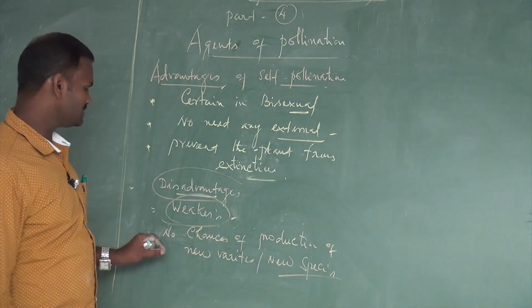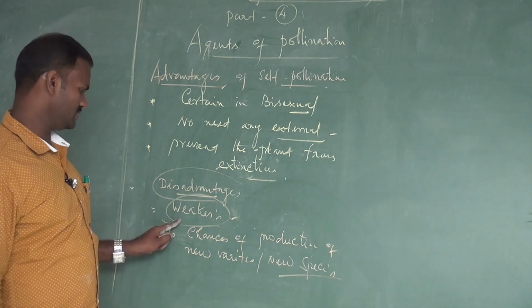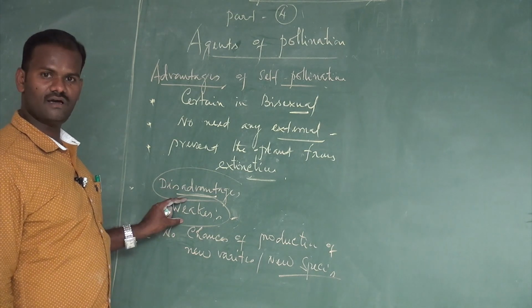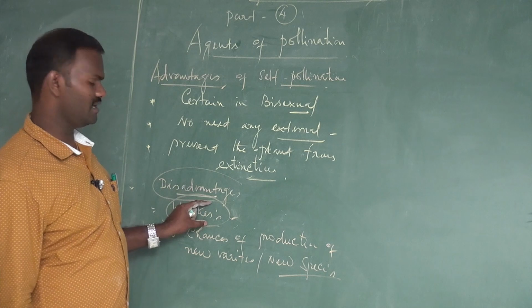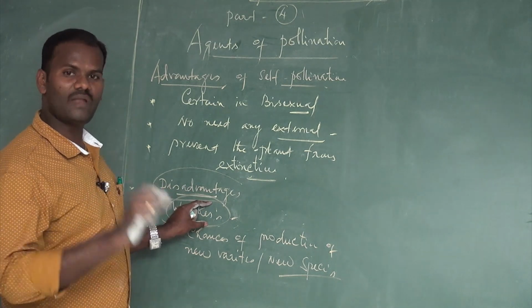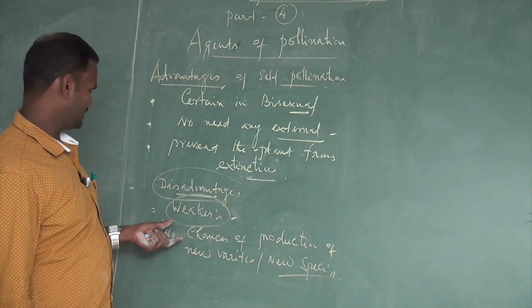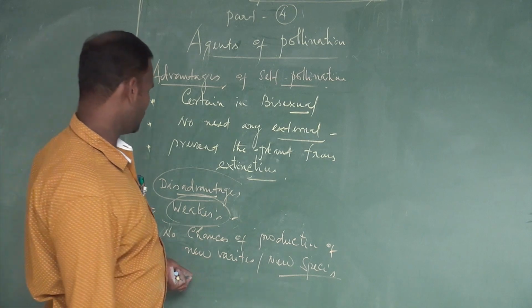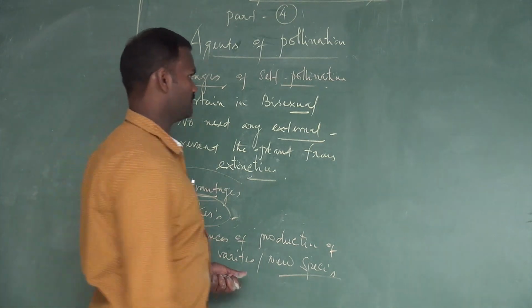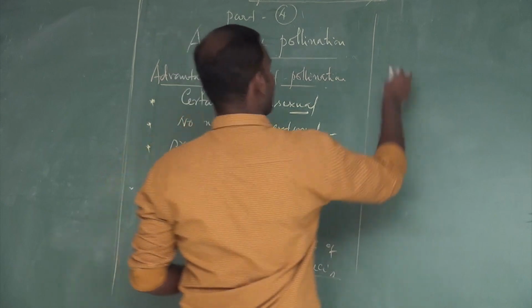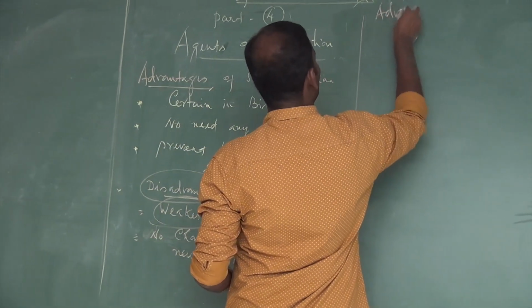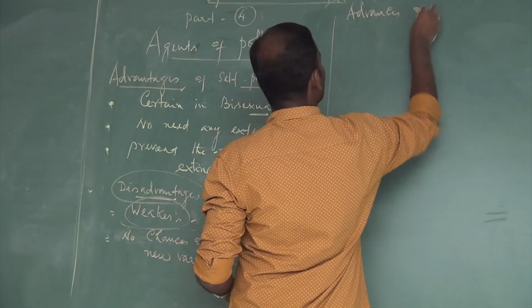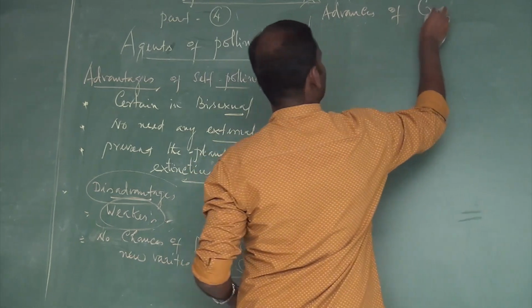So these are the disadvantages. The first one is weaker progenies. All the offspring are weaker; it is not a healthy plant. And the second one is no chances of production of new varieties and new species. The next are the advantages of cross-pollination.